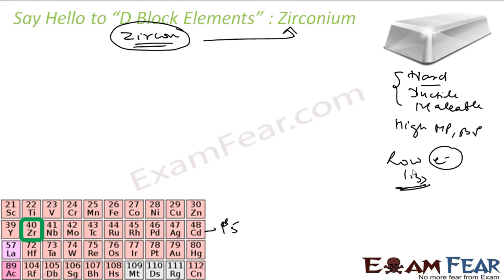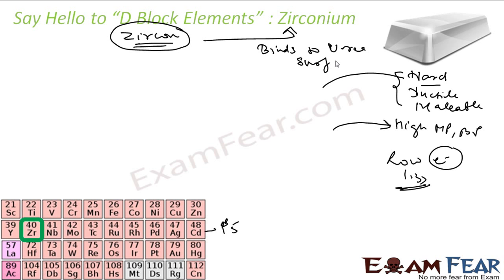If we talk about the application of this, it is used in nuclear reactors, it is used in space vehicles. Why space vehicle parts? Because it has a high melting point and boiling point. It is also used in knee replacement surgery, again because of high melting point and boiling point and being very hard. And it is also used in dialysis. Why? Because zirconium actually binds to the surface of urea.